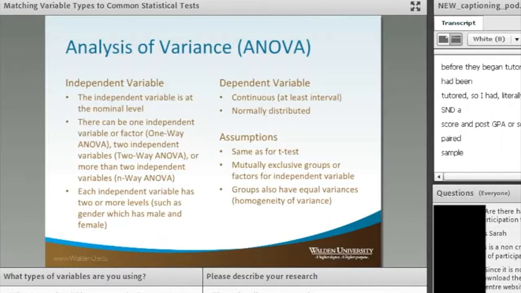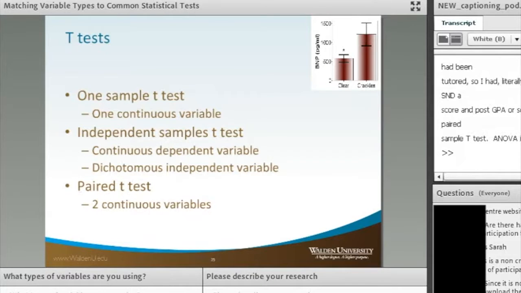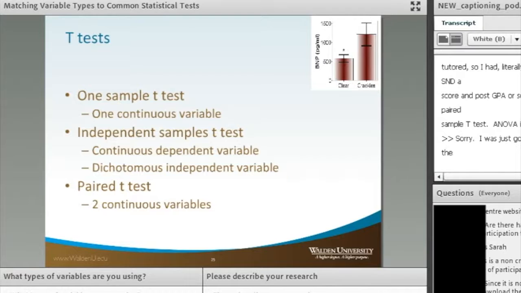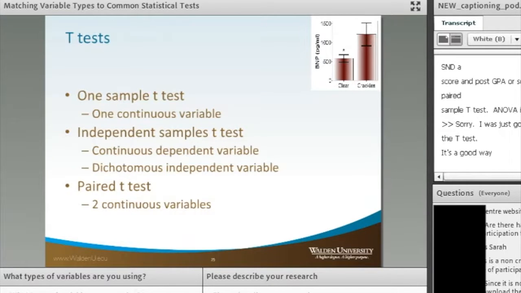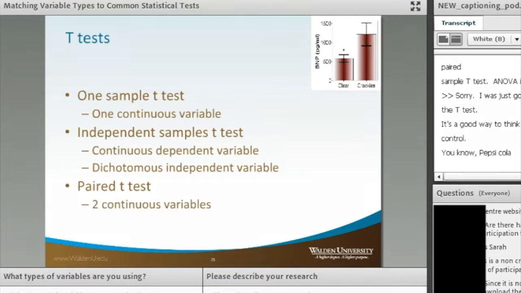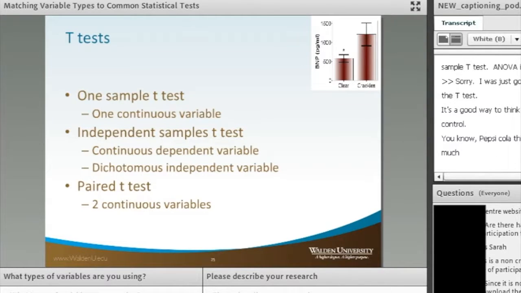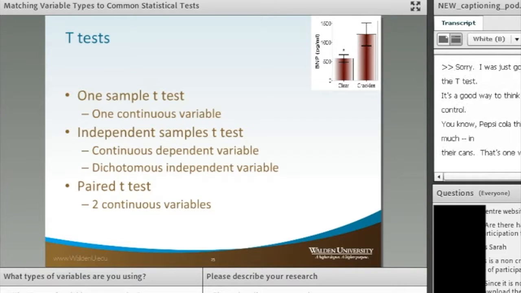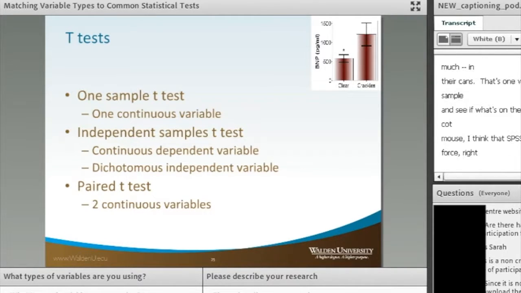Analysis of variance, or ANOVA, is used when... I was just going to say about the ones... Yeah, think of it like quality control. You know, Pepsi Cola thinks there's so much soda in their cans, and so that's one variable. We take a sample of them and see if it matches what's on the label. And in dichotomous, I think that SPSS calls them factors, right? We basically think of different groups.